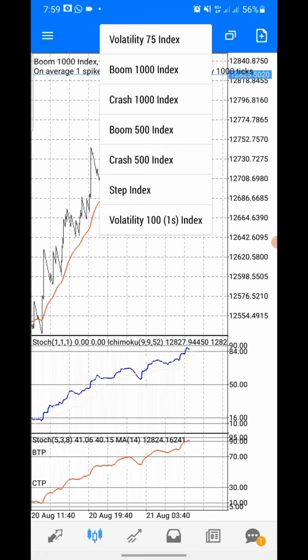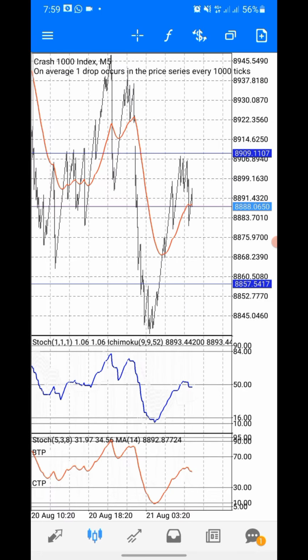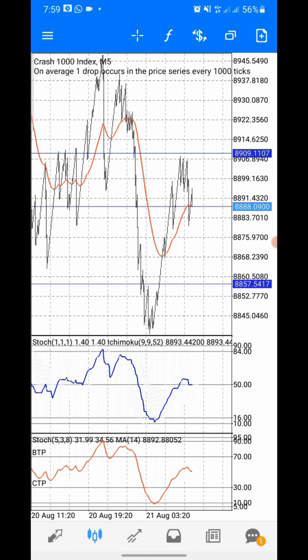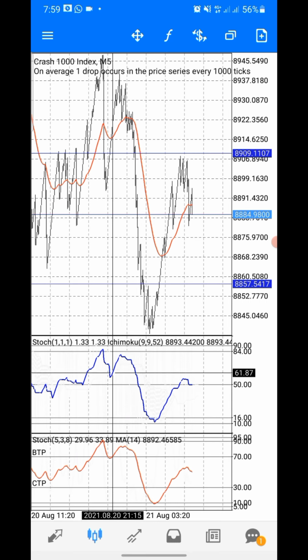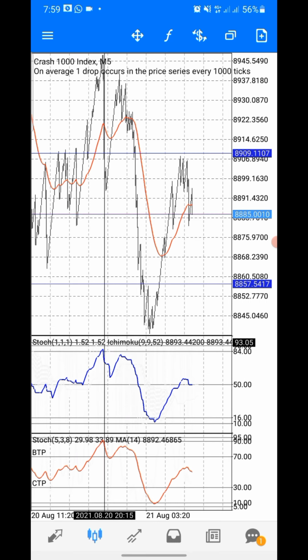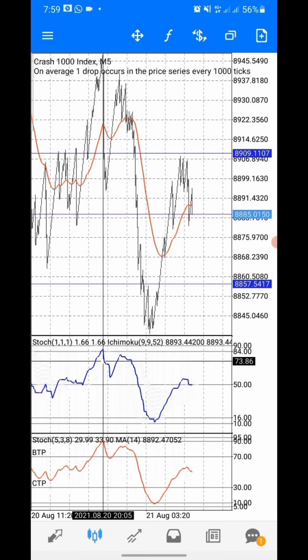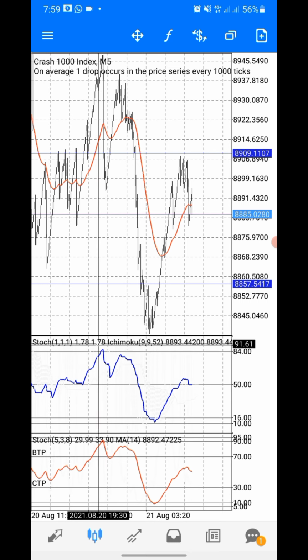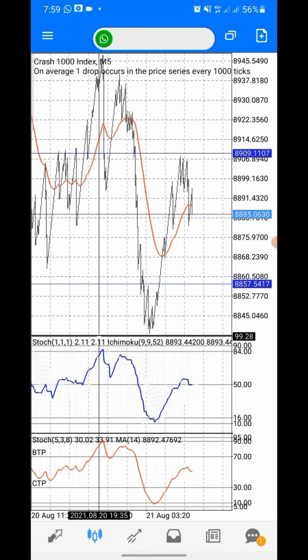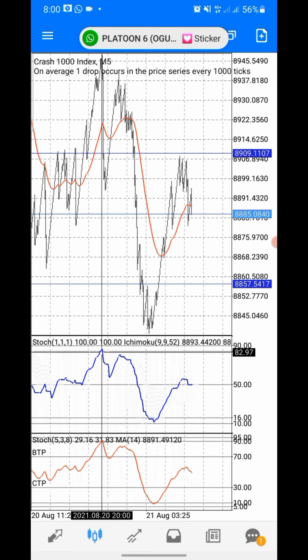Let me go to the crash index. I just hope we find anyone. Okay, so this is Crash 1000. For us to trade using this strategy on Crash 1000, the conditions to be met are: the Ichimoku, which is this indicator here, must be within the 90 and 84 stochastic line. That is the first condition.